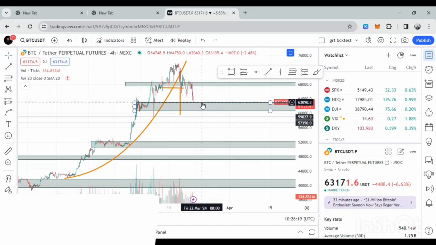But for now, since I'm a swing trader and I like to trade on the 4-hour time frame, I'm just going to wait and see if we are going to get a reversal pattern, or if we're going to eventually break below this support zone.